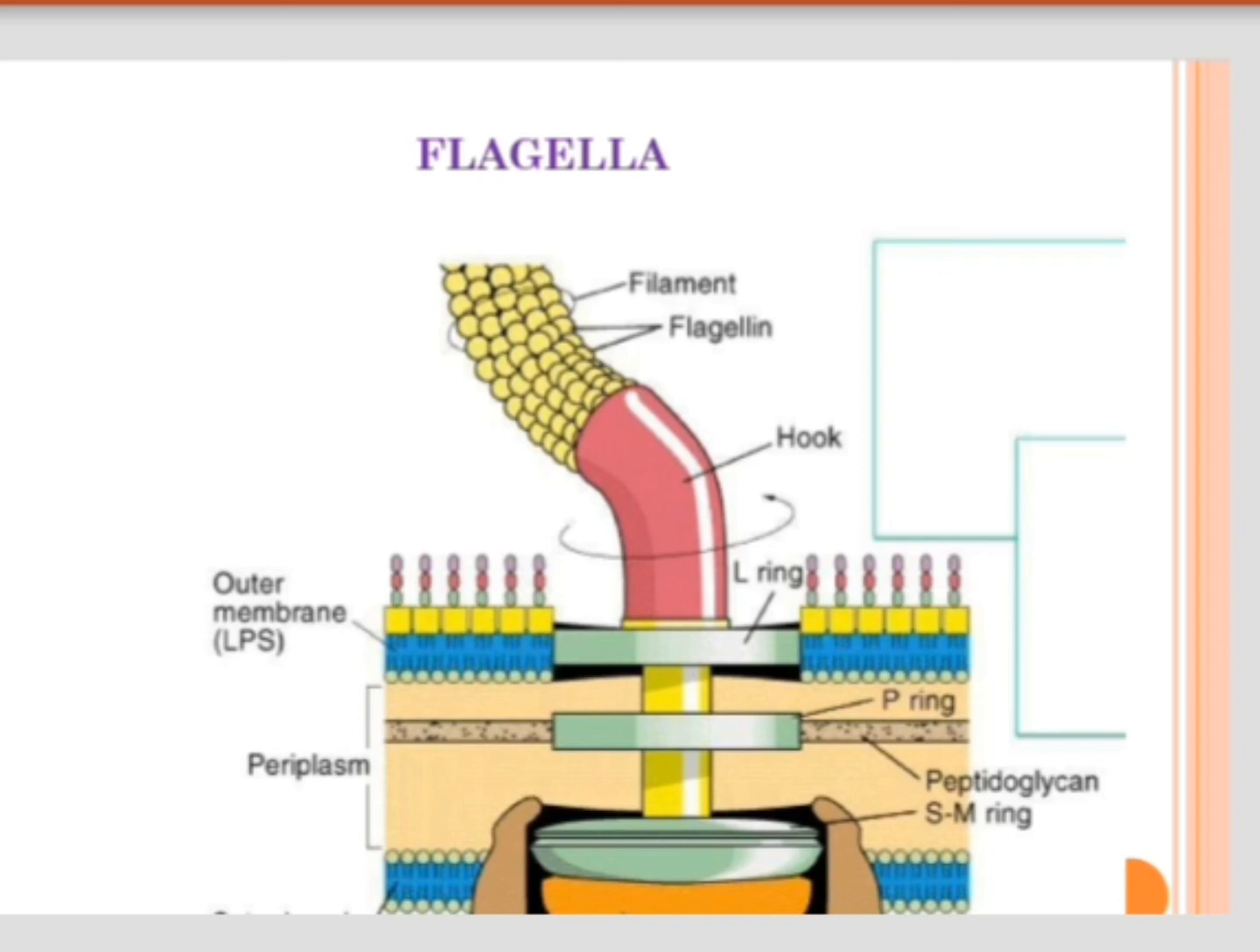They are produced not inside the cytoplasmic membrane, they are produced inside the cell in the cytoplasm. And since the structure of the flagellum is a hollow structure, from the cytoplasm the flagellin monomers move towards the tip of the flagella and get added at the tip. So this is the structure of flagella.